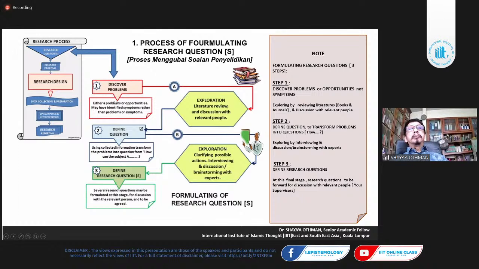So here, after you look into your surroundings, look at your expertise, look at what you're doing today, you determine opportunities or problems, whatever you want to do. After you determine the problem situation, then you look into the literature review and discuss with relevant people.